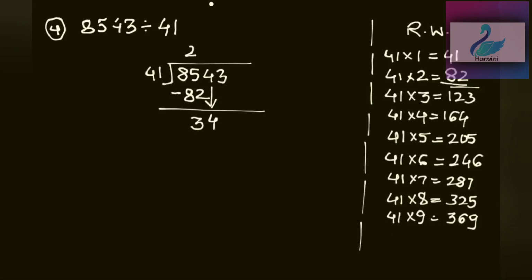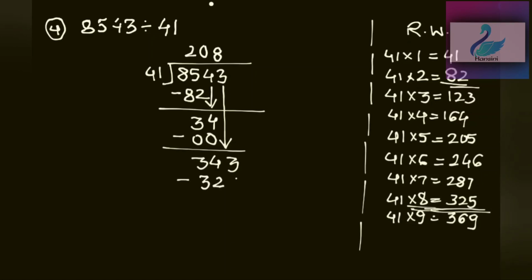In the quotient's place I will write 2 and I will subtract 85 by 82. I get the answer as 3. Now I will take down that 4. So I get the value as 34. But 41 is greater than 34. So I will multiply it by 0. 41 zeros are 0 and I will subtract it by 0. So in the quotient's place I have written 0. I get the answer as 34 and that 3 I will take down.